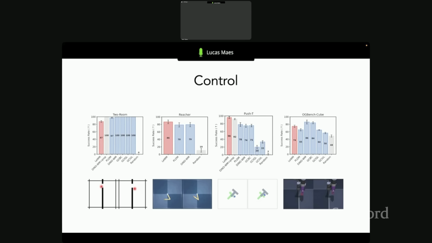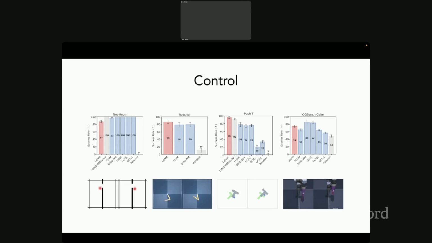Okay. Then you have Reacher. It comes from the DeepMind Control Suite, where, as you can see on the right, you have a 2D, 2-joint arm, and you need to match a target location from a given goal, okay? Then you have Push-T.